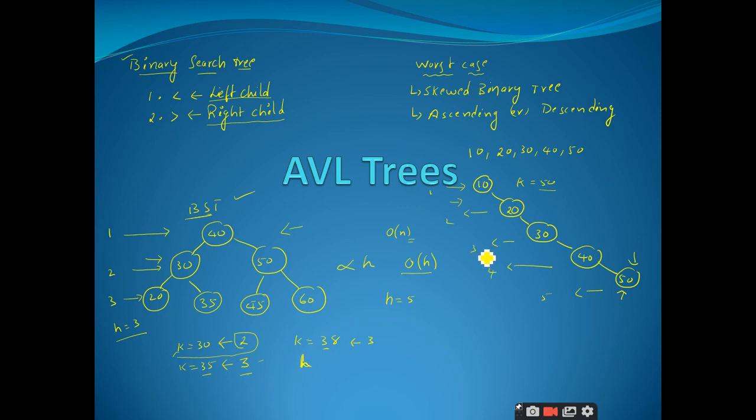So the binary search tree may lead to the construction of a tree which can be a right skewed binary tree or a left skewed binary tree. In such cases, when you have a right skewed binary tree or a left skewed binary tree, the complexity of operations such as insertion, search and deletion will be increased. So in order to overcome this disadvantage, we should have some height balanced trees.